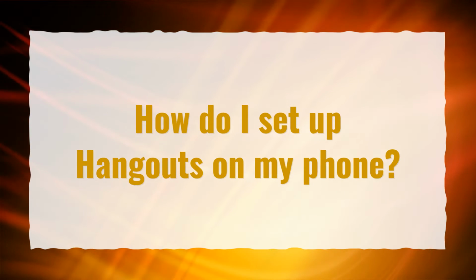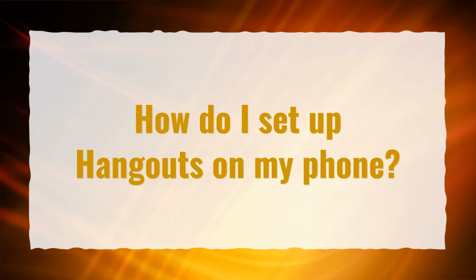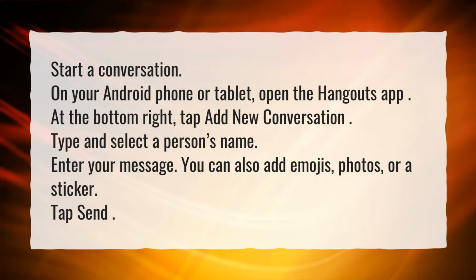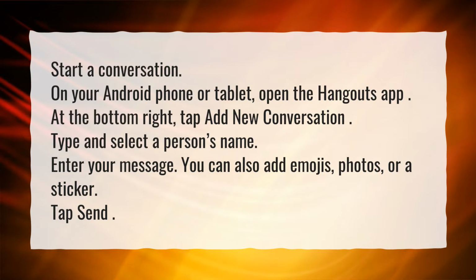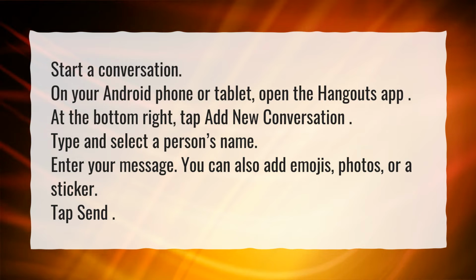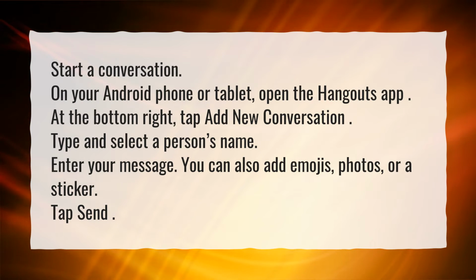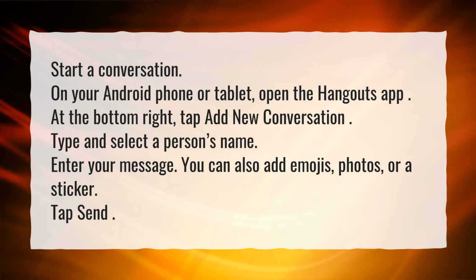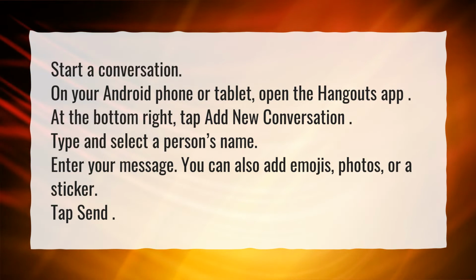How do I set up Hangouts on my phone? Start a conversation. On your Android phone or tablet, open the Hangouts app. At the bottom right, tap Add New Conversation. Type and select a person's name. Enter your message. You can also add emojis, photos, or a sticker. Tap Send.